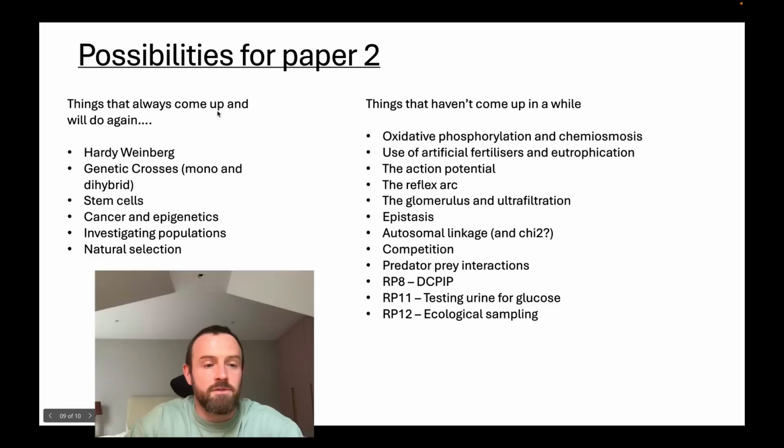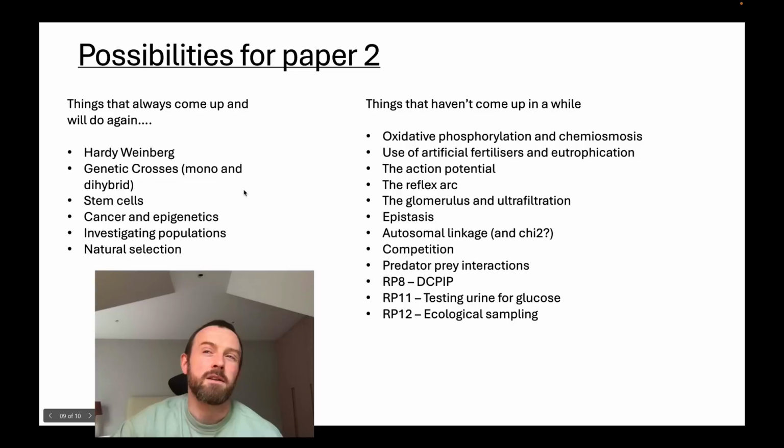It seems like every single year they've got a Hardy-Weinberg question. It might just be 2 marks, maybe 3, but make sure you get those marks. So know how to do your Hardy-Weinberg, and really make sure you know the fundamental monohybrid and dihybrid crosses, genetic crosses, because that always comes up. And remember, this year specifically, I've got a feeling epistasis or autosomal linkage might be the types of crosses that you have to do. Stem cells comes up again and again.